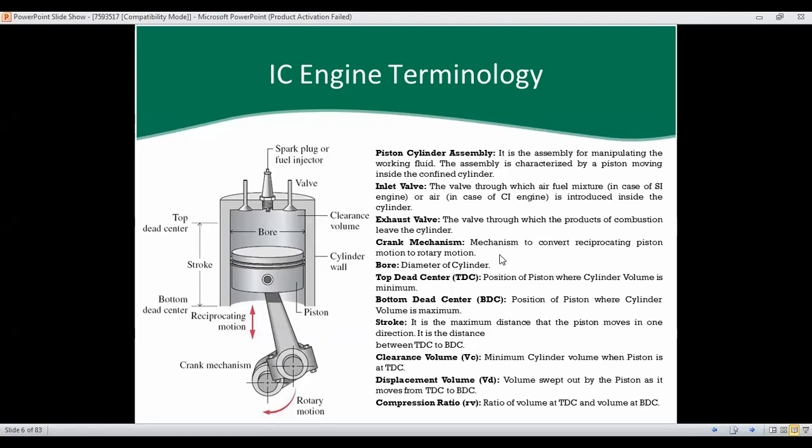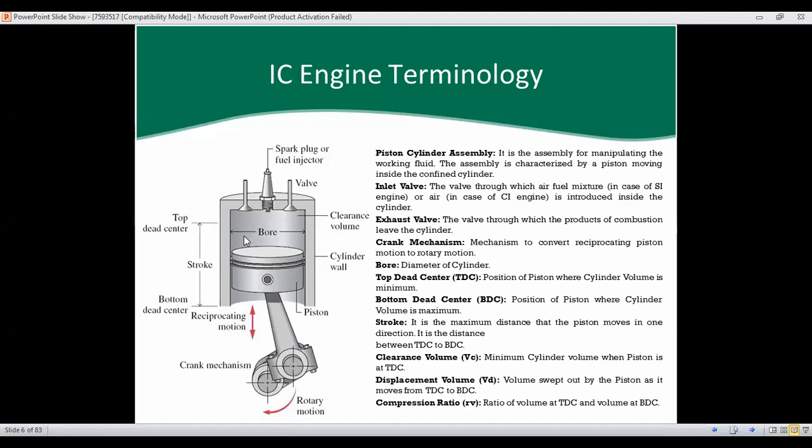It is a mechanism to convert the reciprocating piston motion to rotary motion. So here the piston moves up and down, which is called reciprocating motion, and this reciprocating motion is converted through this crank mechanism into rotary motion.